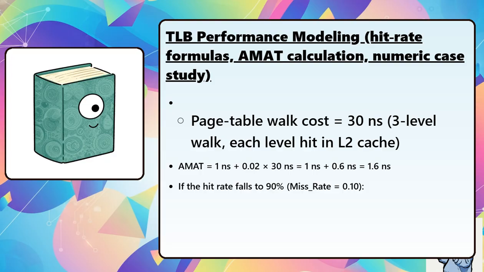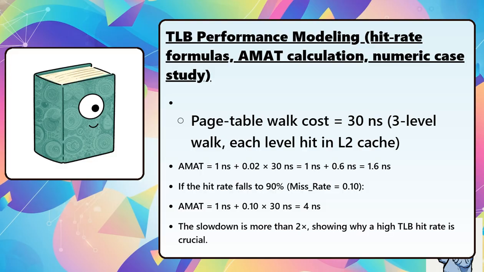If the hit rate falls to 90%, miss rate equals 0.10. AMAT equals 1 nanosecond plus 0.10 times 30 nanoseconds, equals 4 nanoseconds. The slowdown is more than 2 times, showing why a high TLB hit rate is crucial.